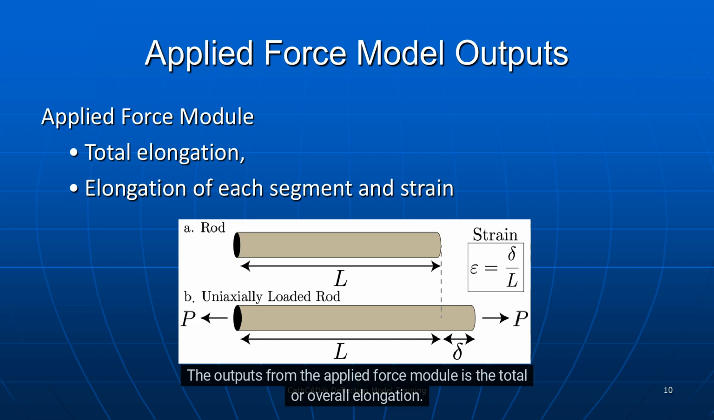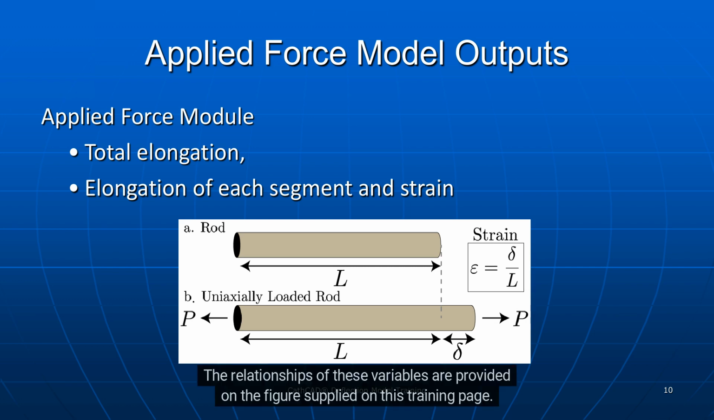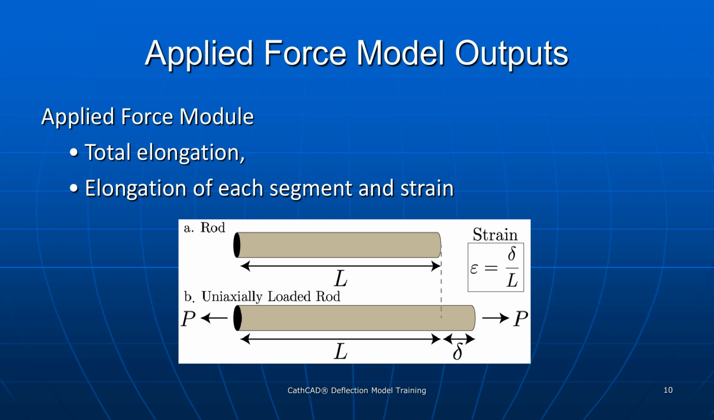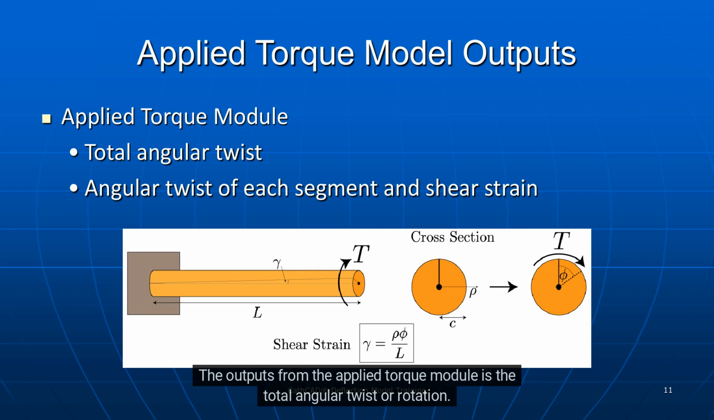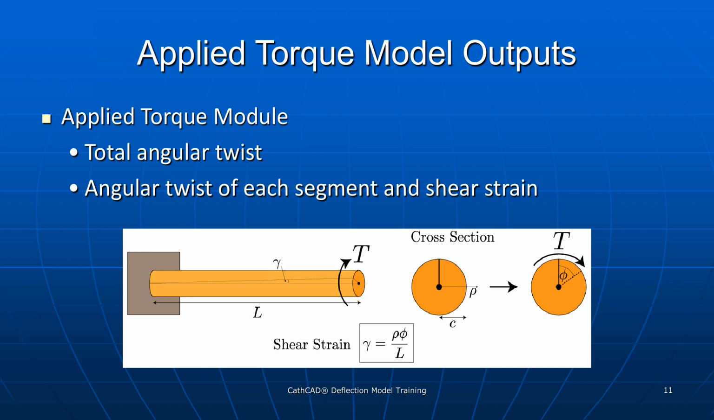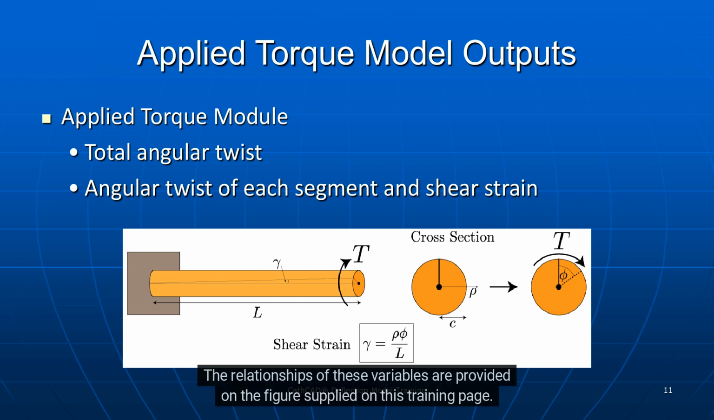The output from the applied force module is the total or overall elongation. It also provides the strain and elongation of each individual segment. The relationships of these variables are provided on the figure supplied on this training page. The output from the applied torque module is the total angular twist or rotation. It also provides the shear strain and angular twist of each segment. The relationships of these variables are provided on the figure supplied on this training page.